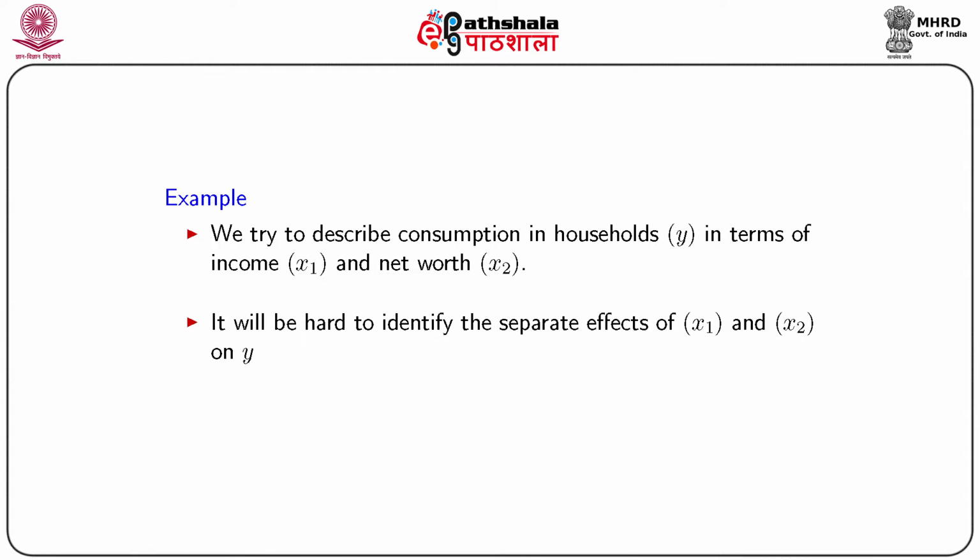For example, if we try to describe consumption in household as the dependent variable y in terms of income, which is x1, and net worth, which is x2, then it will be hard to identify the separate effects of x1 and x2 on y. As you can see, the two x variables, income as well as net worth, are highly correlated to one another. So when we include both of them in the model, it is difficult to identify or segregate the effect of one from the other on y.